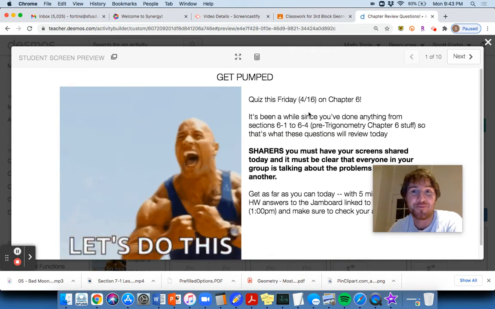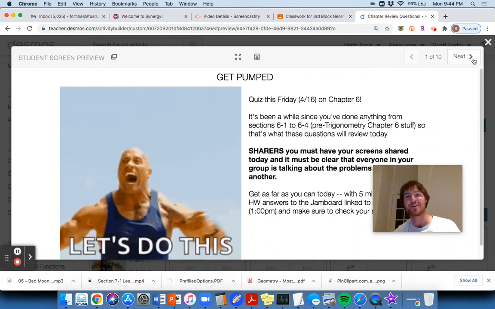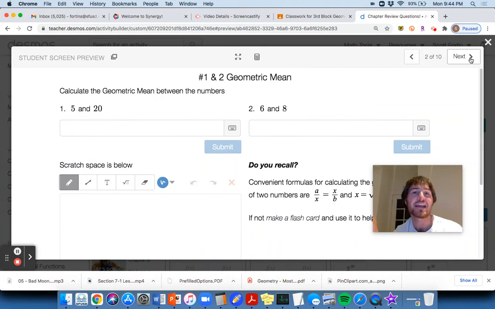I know that in class today we started this assignment, the chapter 6, sections 6.1 to 6.4 review. Pre-trigonometry, right? Triangle questions that we had. I know that some groups didn't get as far as they wanted to, and some groups finished. So I said you can give the rest of these problems a shot, and then I can film a video explaining them.